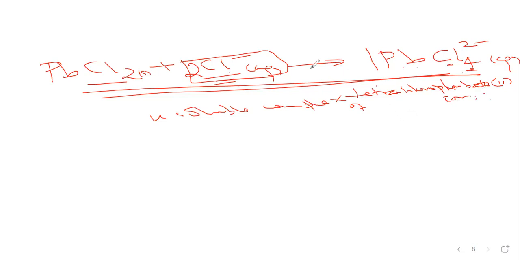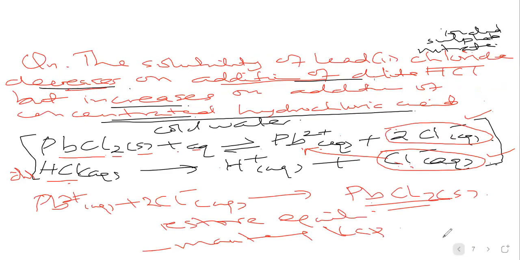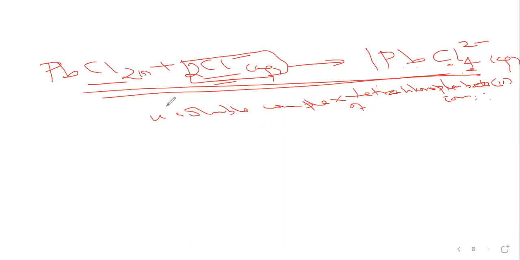So that decreases the concentration of, actually, you may not go into that detail as we went into them in the first case. So here you simply say there is a high concentration of chloride ions from the concentrated hydrochloric acid. So the lead 2 chloride reacts with those chloride ions to form a soluble complex of tetrachloroplumbate 2 ions, which increases the solubility of lead 2 chloride in concentrated hydrochloric acid.